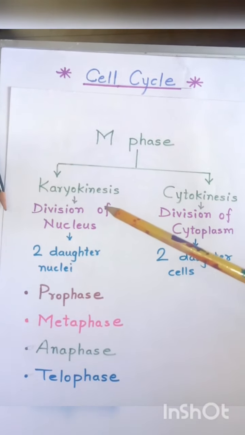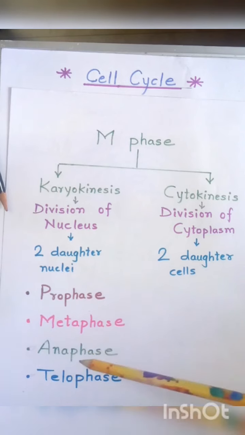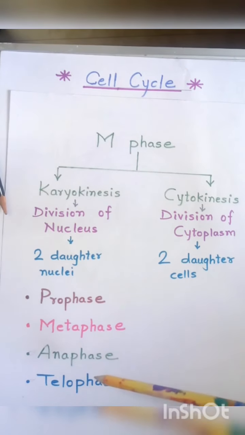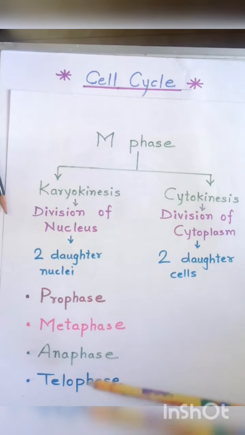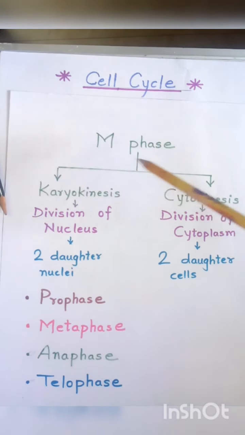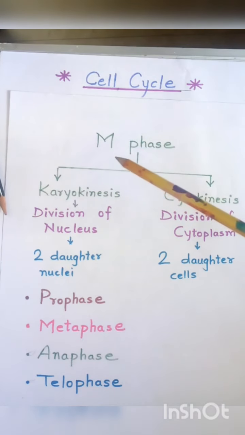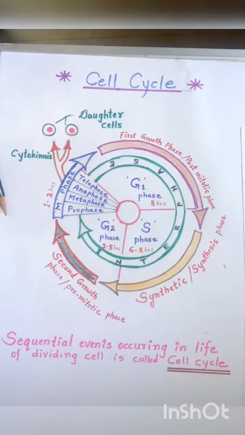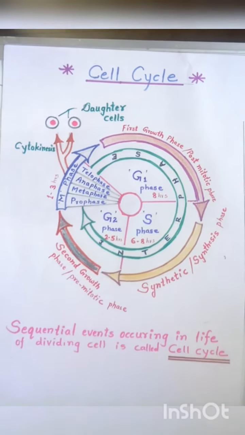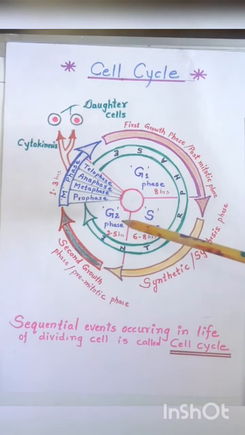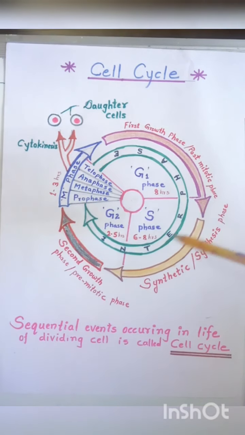Now karyokinesis is again divided into four stages or four phases, that is prophase, metaphase, anaphase and telophase. So these are the four phases of karyokinesis or this M phase. Now M can be mitotic or meiotic division. In short, we write it as M phase. Now let's see these phases in the diagram also. So this is M phase, which takes place after the G2 phase of interphase.